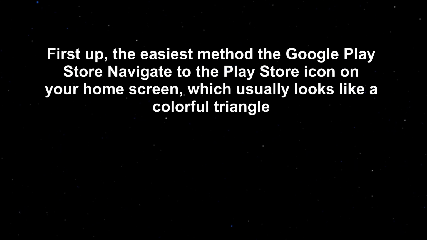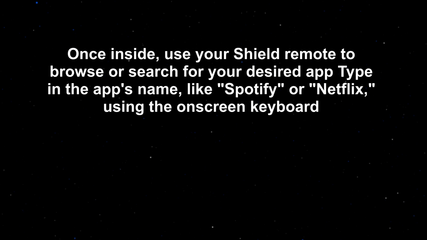Navigate to the Play Store icon on your home screen, which usually looks like a colorful triangle. Once inside, use your Shield remote to browse or search for your desired app. Type in the app's name, like Spotify or Netflix, using the on-screen keyboard.